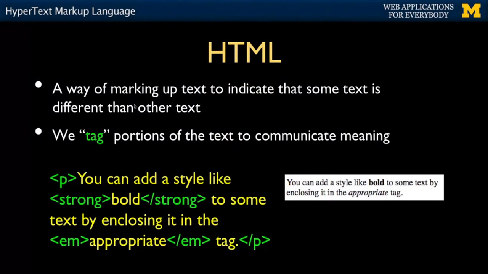But then we have text that has meaning, and so the tagging is meaning. So less than P, greater than P says start a paragraph. Less than strong, greater than starts bold. Slash strong says stop bold. So again, we tag them, and less than and greater than and slash are special characters. Now we have ways to represent those, and we'll talk about that in a second. But the idea is this is a user viewable markup format.